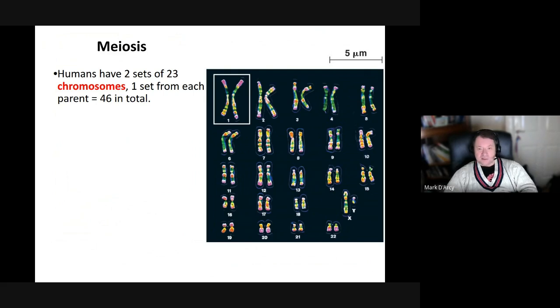This is a karyotype. These are the pairs of chromosomes for an individual lined up. This is a male because he has an X and a Y chromosome. If it was an X and an X, two X's, it would be a female. Occasionally you have additional chromosomes known as trisomies. For example, trisomy 21, having 3 chromosome 21s, is Down syndrome. And I'll explain how that arises later.